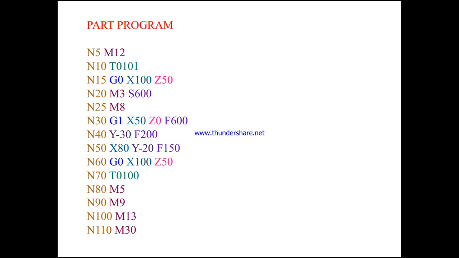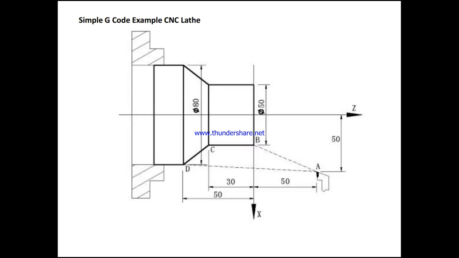Next it is N10, where we change tool number one and execute its offset, and N15, that is G0, rapid positioning to point A. Point A is with respect to this, so it is rapid positioning of the tool with respect to point A. So here we have x 100 and z is 50. So this is what we have.